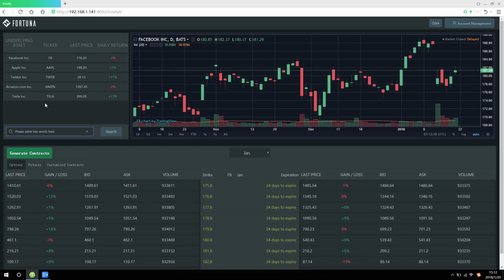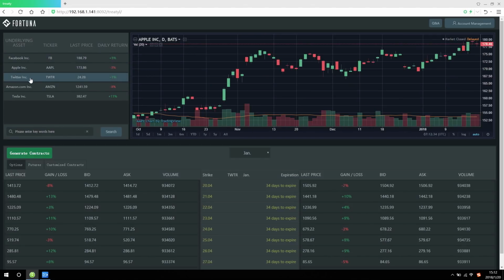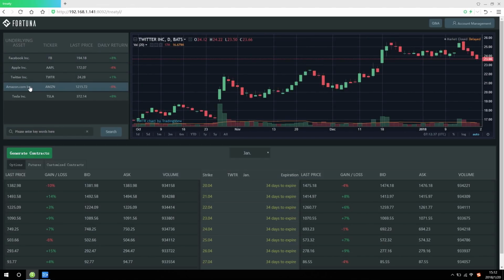For demonstration today, we're showing 5 US equity as our underlyings, but of course you can have other financial instruments as your underlying. For example, you can have futures, bonds, interest rates, or even Bitcoin or Ethereum or other cryptocurrencies as your underlyings.